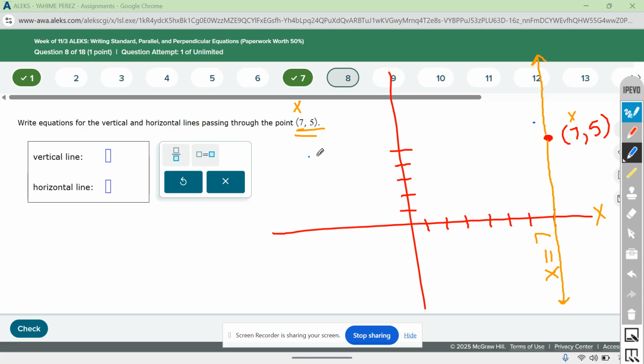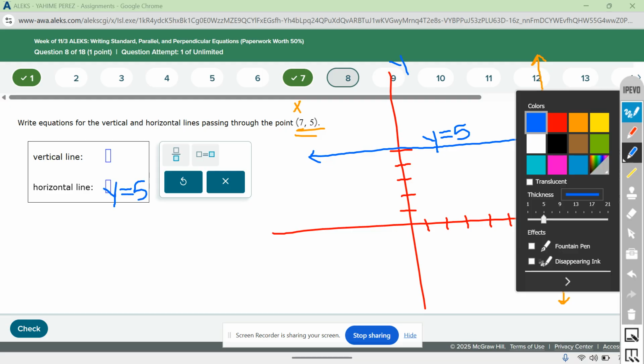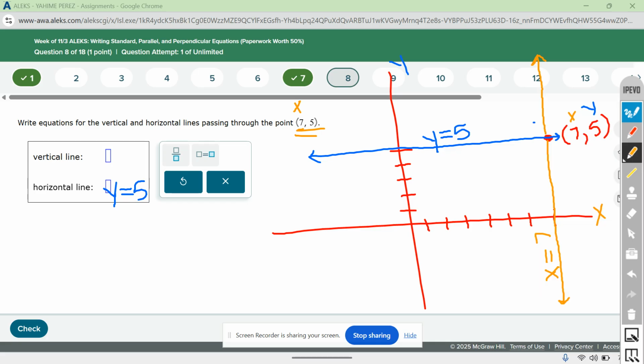And then if we drew a horizontal line, horizontal, think of the horizon. The horizon is like a line that goes side to side. If we drew a horizontal line through the point, the equation for this line would be y, because it's going through the y-axis. It's going through the y-axis at 5. Okay, so the horizontal line would be y equals 5, and the vertical line would be x equals 7, right?